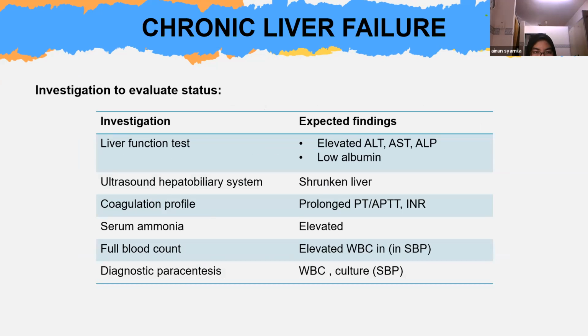Okay, the second investigation aim is we want to evaluate the status of the chronic liver failure. Same as in acute liver failure, we can do investigations like liver function test, the ultrasound of the liver, the coagulation profile, the blood count, the serum ammonia, and also we can do diagnostic paracentesis, because the patient can have spontaneous bacterial peritonitis, which is one of the complications of the ascites from the liver failure. Okay, next.